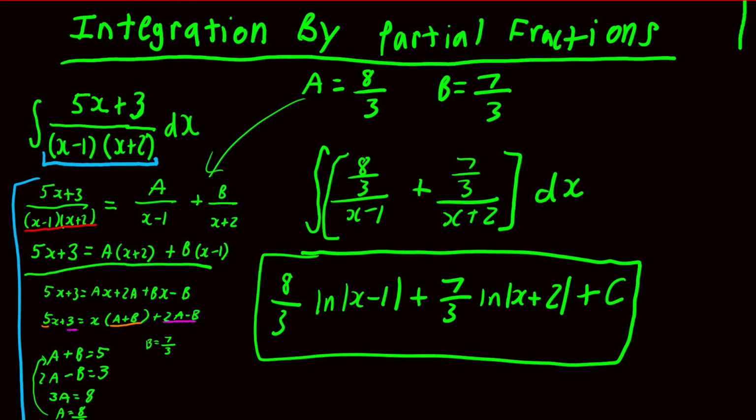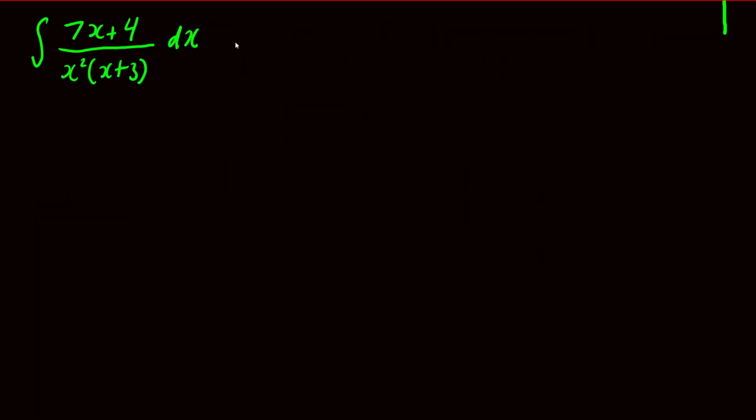Alright, so let's go on to our next question. The integral of 7x plus 4 over x squared times (x plus 3). It's going to be the same thing, okay? But you guys see, we have an x squared. But don't freak out. When you see an x squared, it just means you need A over x and B over x squared. It's a little bit weird, but think about it.